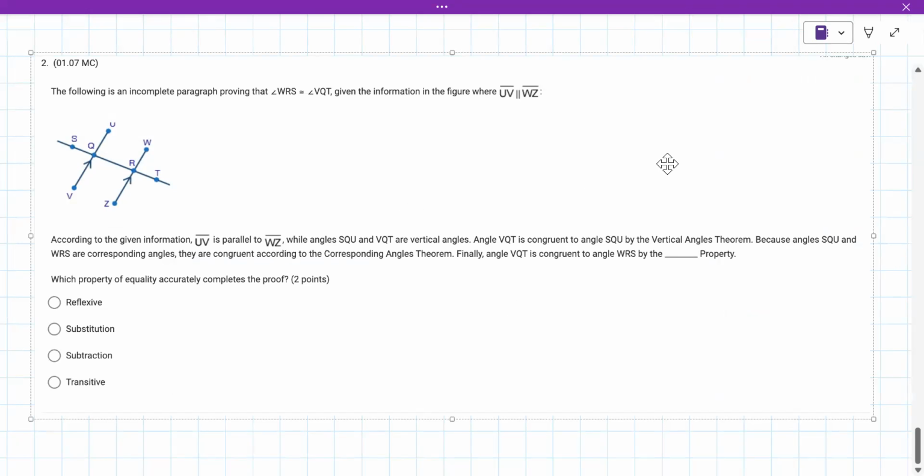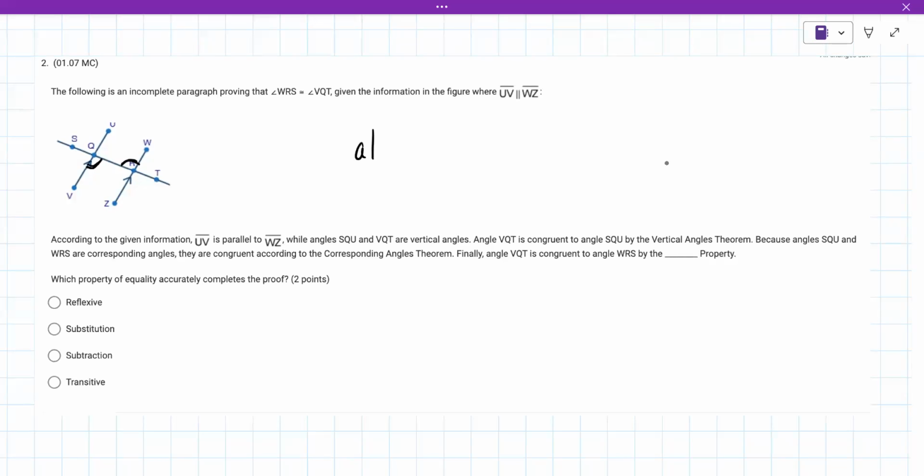All right, so the following are incomplete paragraphs proving angle WRS, that's this one here, is congruent to angle VQT right here. So those are considered alternate interior angles, and they are congruent. And they're telling you that UV is parallel to WZ.